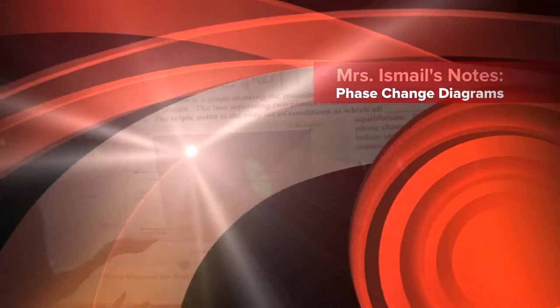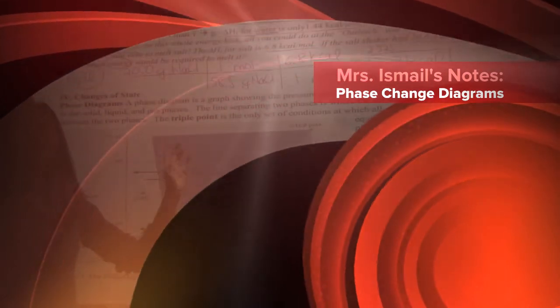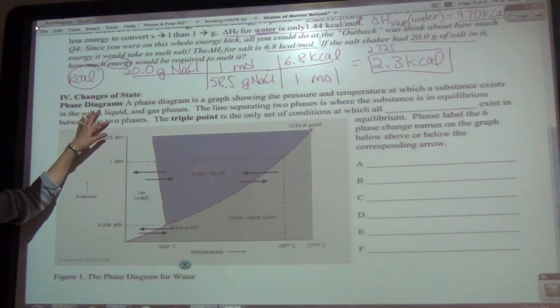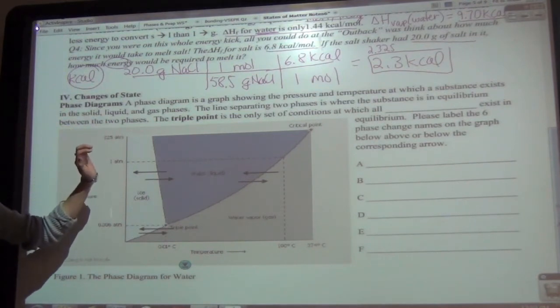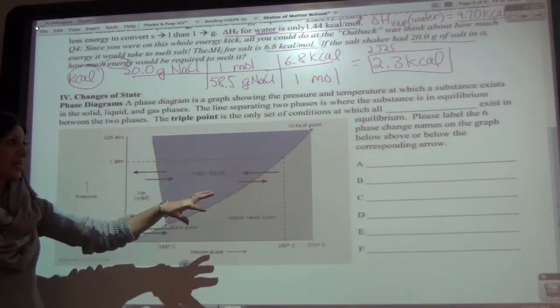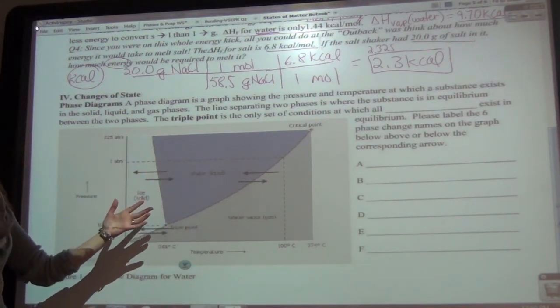Hi, welcome everyone. So what we're going to be talking about now is phase change diagrams. We're going to talk about phase change diagrams and what a heating curve is. So first thing is, a phase change diagram is showing the pressure and temperature at which the substance exists. And we're going to be looking at the solid, the liquid, and the gas states of a different substance.